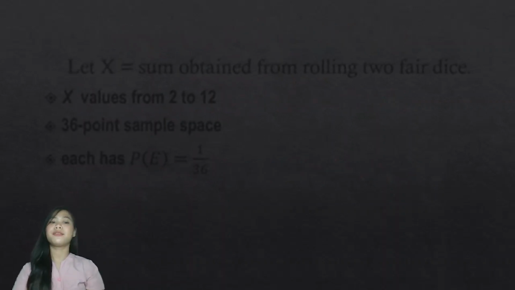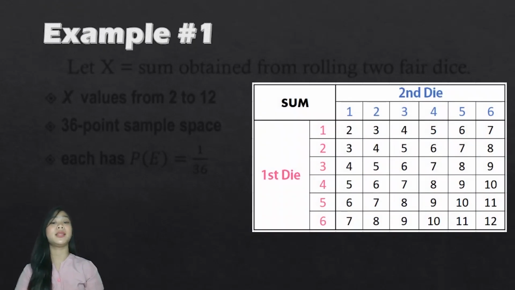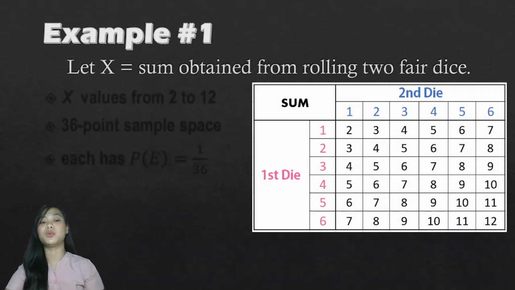So let's have examples. First example: let's say we roll two dice. Here we have the table for the outcomes of the first die and the second die. Let X be equal to the sum obtained from rolling the two dice. So our random variable X will be the sum of the obtained values of these two dice.